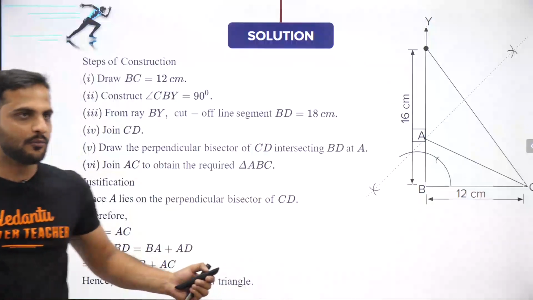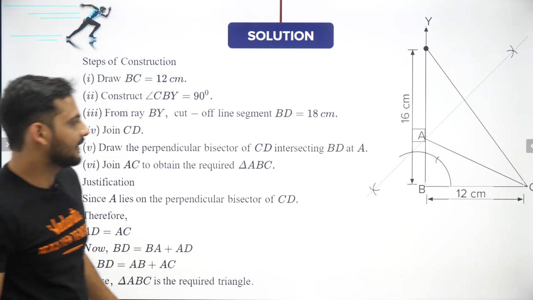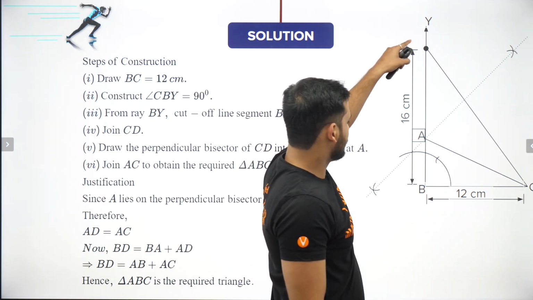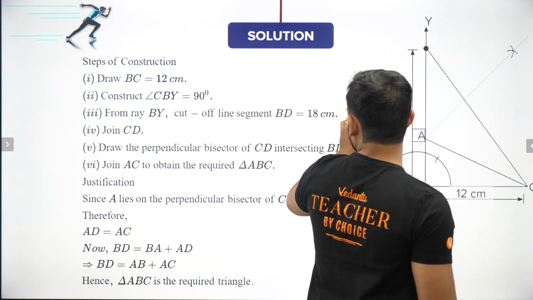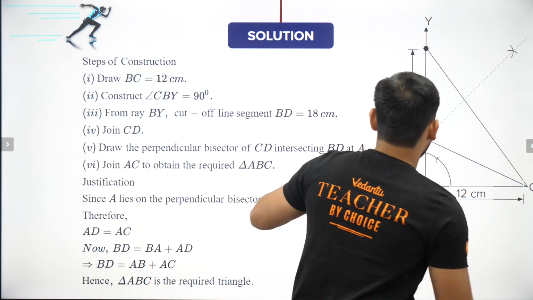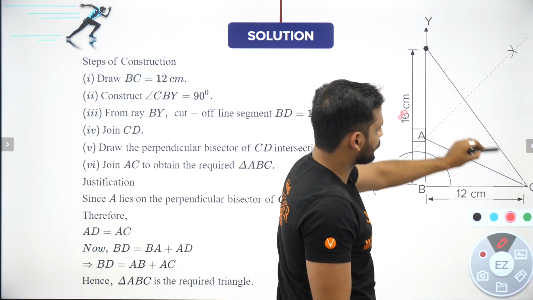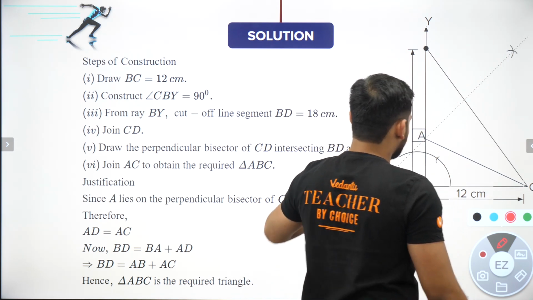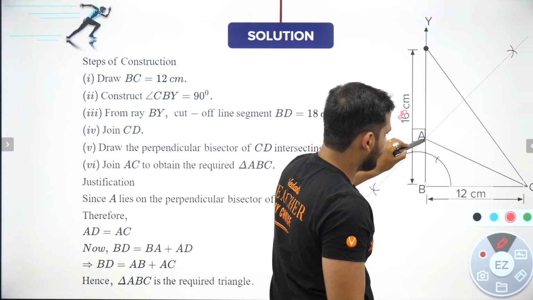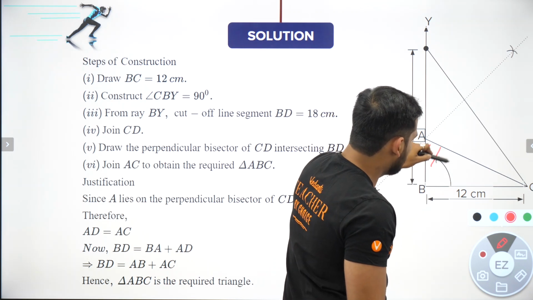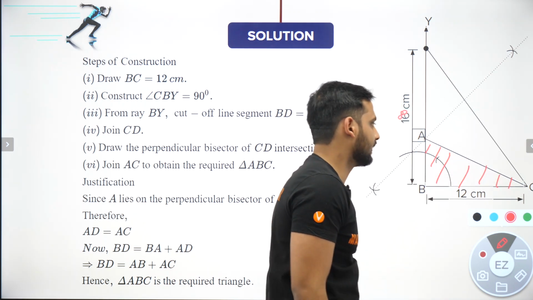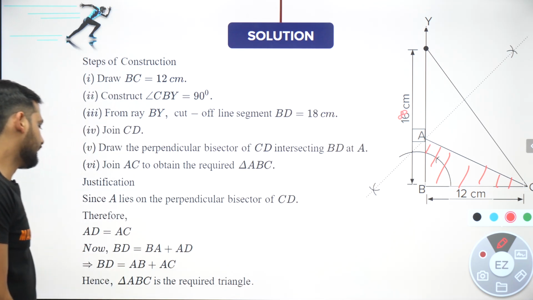I will show you more neatly in this part here. So we have drawn this of 18, not 16. It was given 18 centimeter, so it is 18 here. Now you join this line. You have drawn a perpendicular bisector. Wherever it is intersecting, this will be a point A. Join this. So this will be your required triangle.